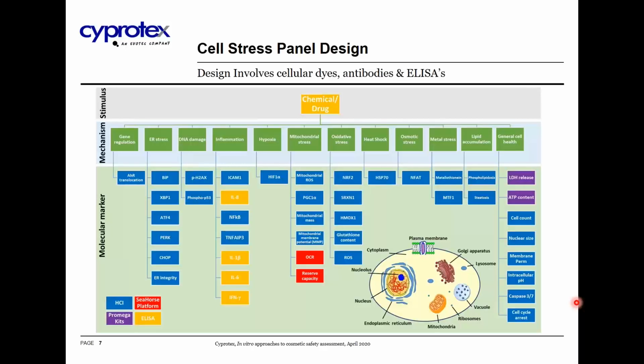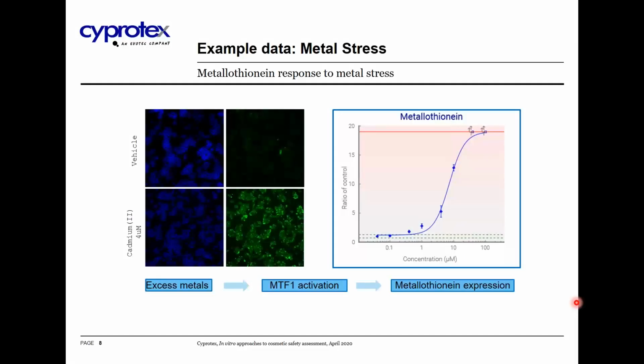So just moving on to some of the data, here you can see an exposure to cadmium. We typically run an 8-point concentration curve in triplicate. You can see with cadmium at 4 micromolar, you can see accumulation of metallothionein expression within those cells, which is seen with the green fluorescence. Typically what you'd expect is the transcription factor MTF1 would get activated, leading to an increase in metallothionein expression, which would then act to sequester any free metal ion within the cell.